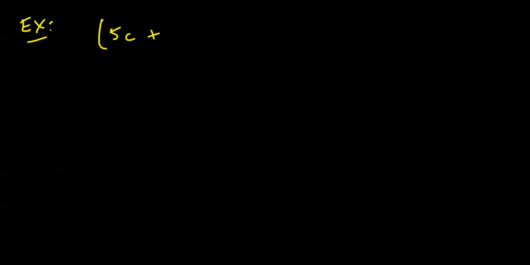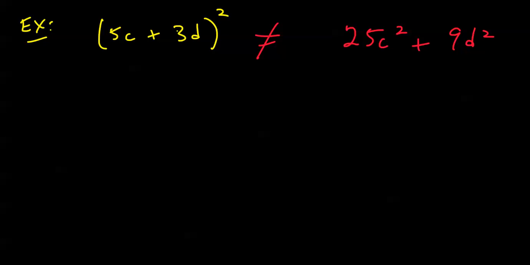Let's see. Here I've got a binomial, and I'm asking you to square it. 5c plus 3d, squared. Alright, let me warn you, this is not equal to 25c squared plus 9d squared. You might get that erroneous answer by erroneously distributing the exponent 2 over terms of a sum.